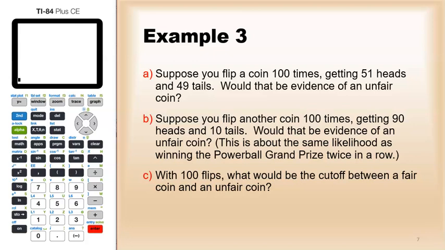Now, what we're interested in is where's that cutoff between what's random chance, like part A, or something where there's some kind of effect going on, like part B. Where is that cutoff? And I don't have an answer for right now, so we'll just continue on.